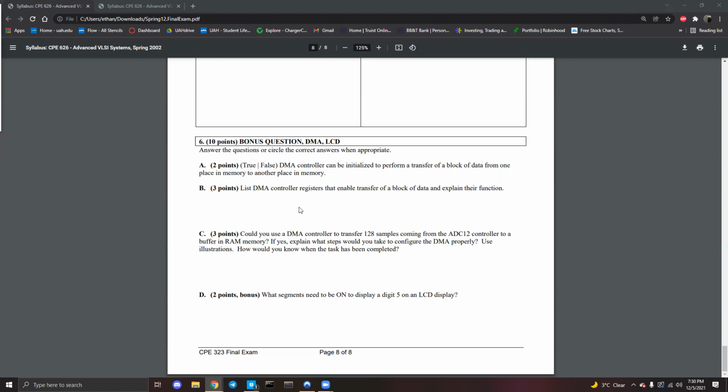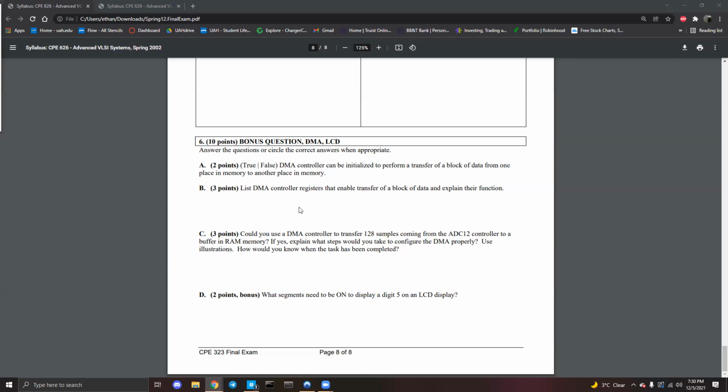Then it says, could you use a DMA to transfer 128 samples coming from the ADC12 controller to a buffer in RAM memory? Probably. If yes, explain what steps. The DMA should be able to handle that, because you just have the DMA source address be the ADC12 buffer, the DMA destination address be the memory buffer, and the DMA size be 128 word transfer. It can handle that. Use illustrations. How would you know when the task has been completed?